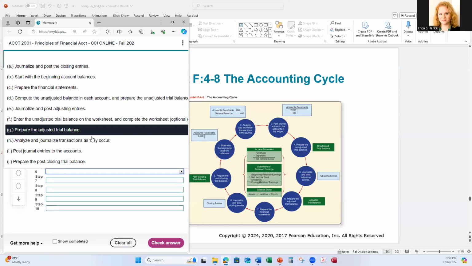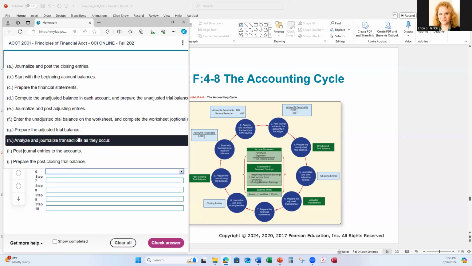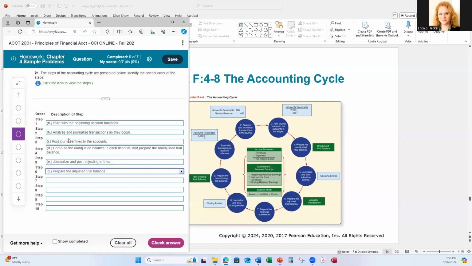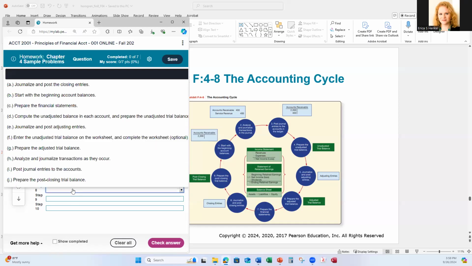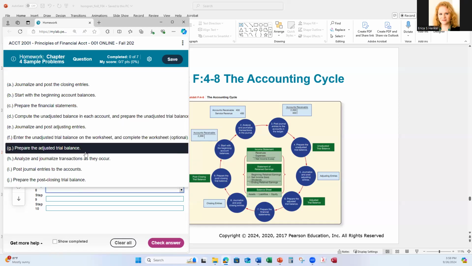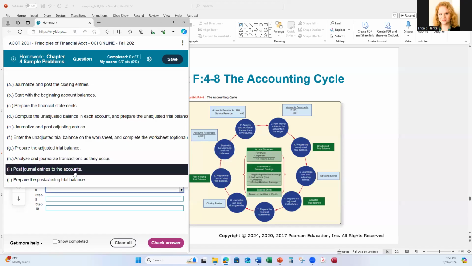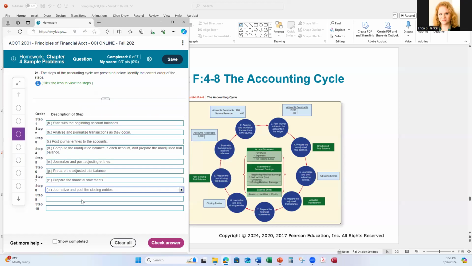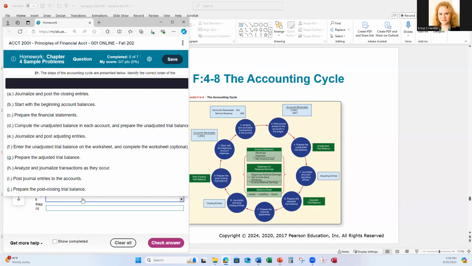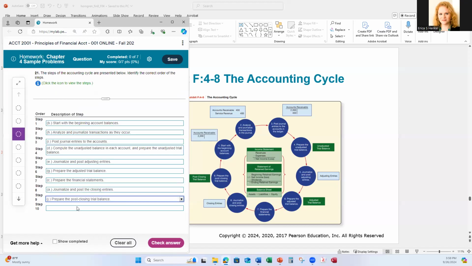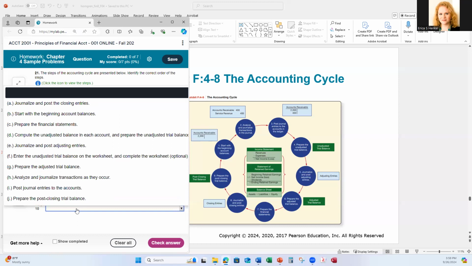Preparing the financial statements, journalizing and posting closing entries. Looking for closing entries. There we go, way up at the top. Step 9, preparing the post-closing trial balance. And step 10 is going to be, well, actually step 10 isn't on this one. So we'll scroll down.